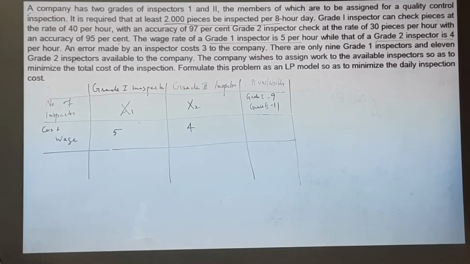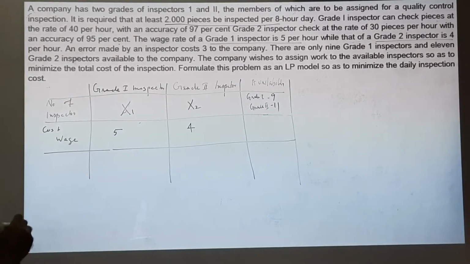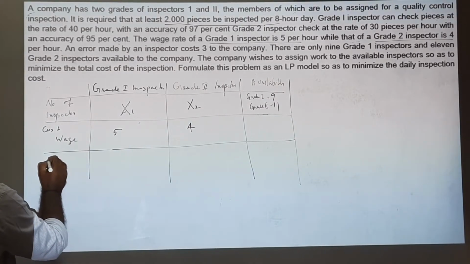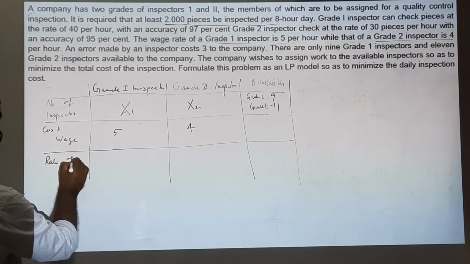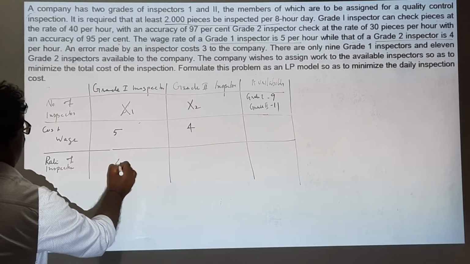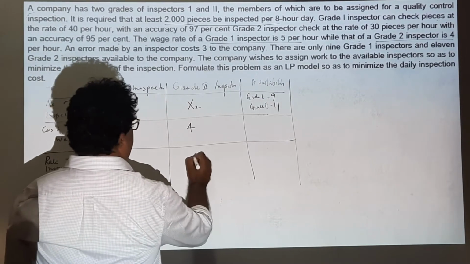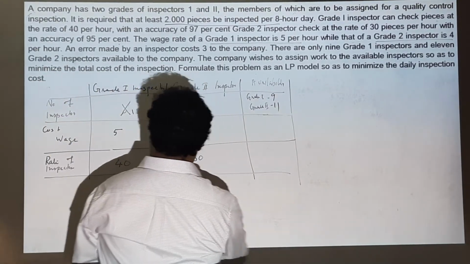Next is the rate at which they do the work, the rate of inspection. Grade 1 inspectors check 40 pieces in 1 hour and grade 2 inspectors check 30 pieces in 1 hour. This is per hour.